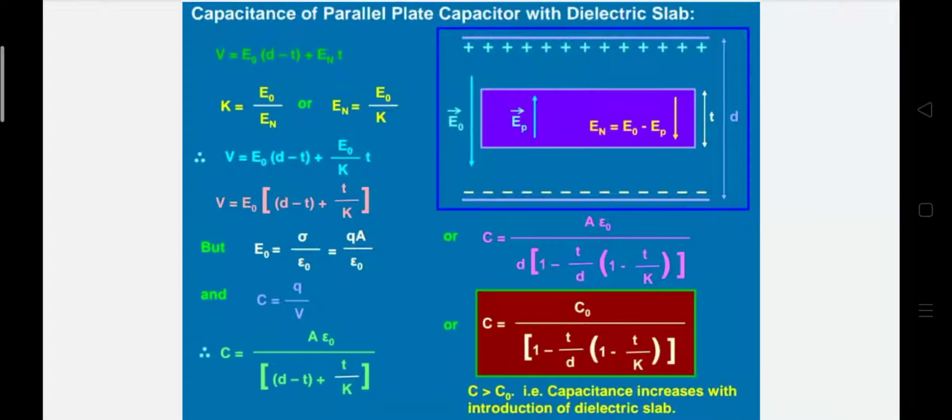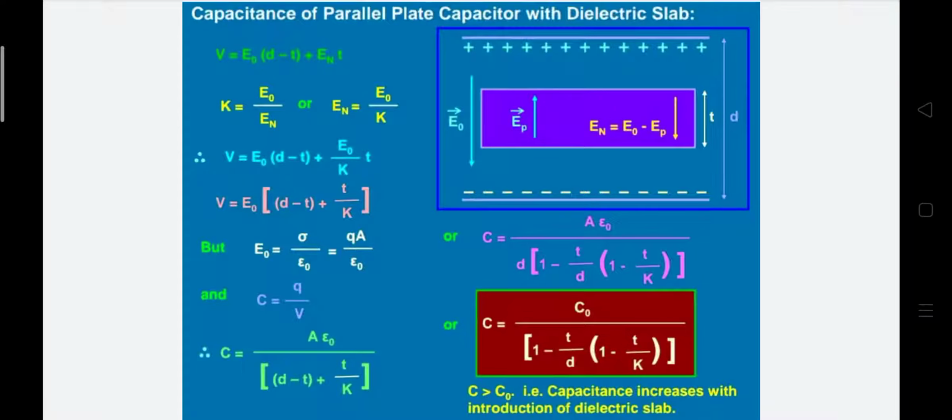Then we know that the net electric field will be equal to E naught upon K. Okay, net electric field E_n is equal to E naught upon K. So the potential difference between the plates of the capacitor, V, is equal to E times d, so we multiply this.